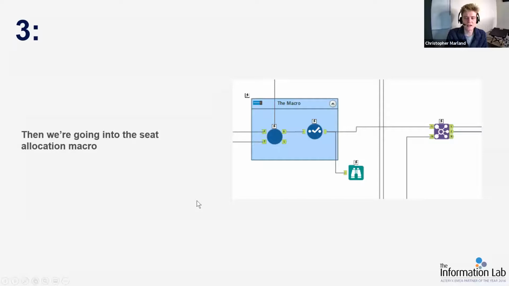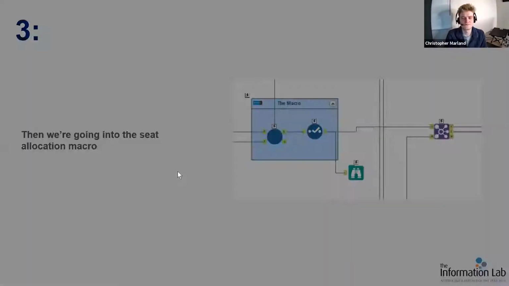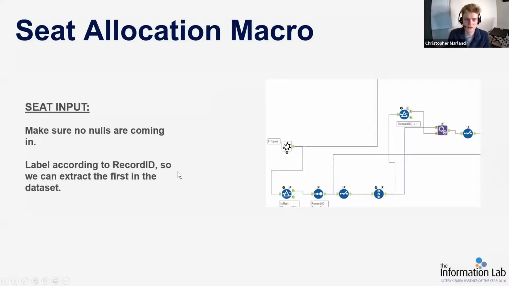Then we take these 2 bits of data. What we have is ticket data and seating data. They've both been cleaned. The priorities have been established, and we send them both into this macro. What does the macro do? So first of all, in the seat input, we need to make sure there are no nulls coming in. We don't want any nulls. They're going to cause all sorts of trouble.